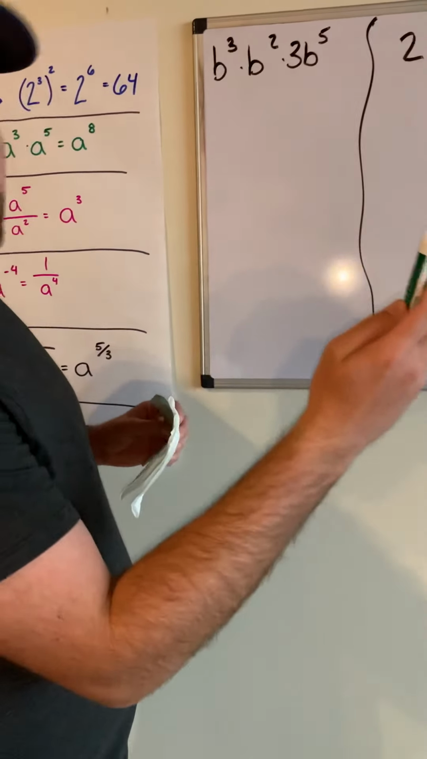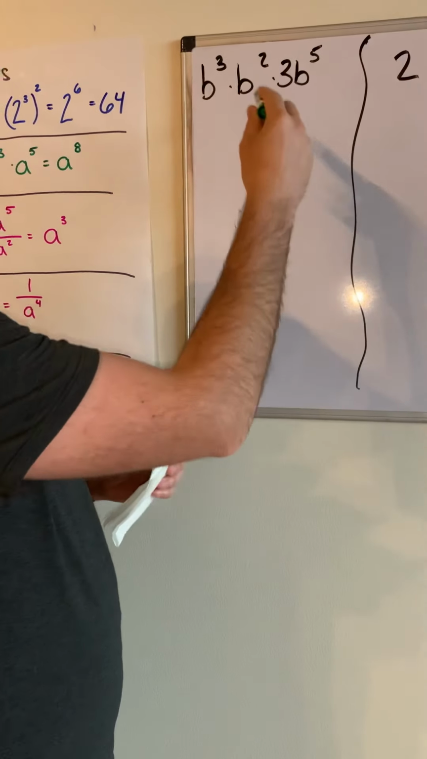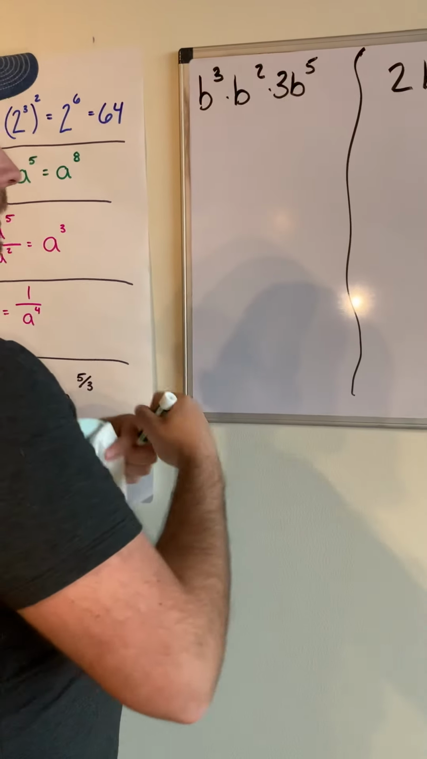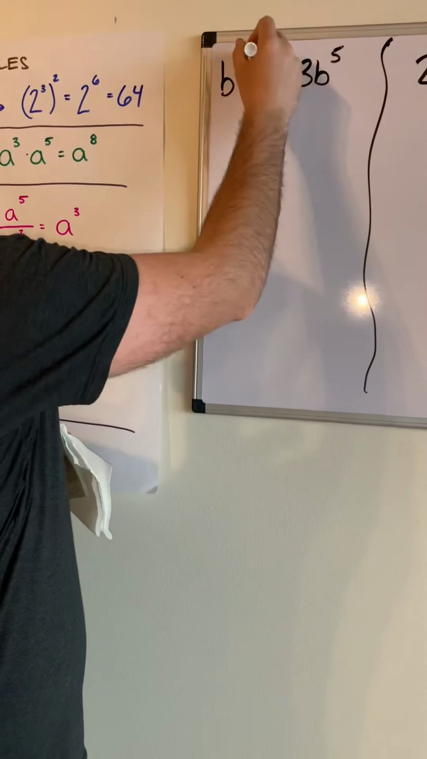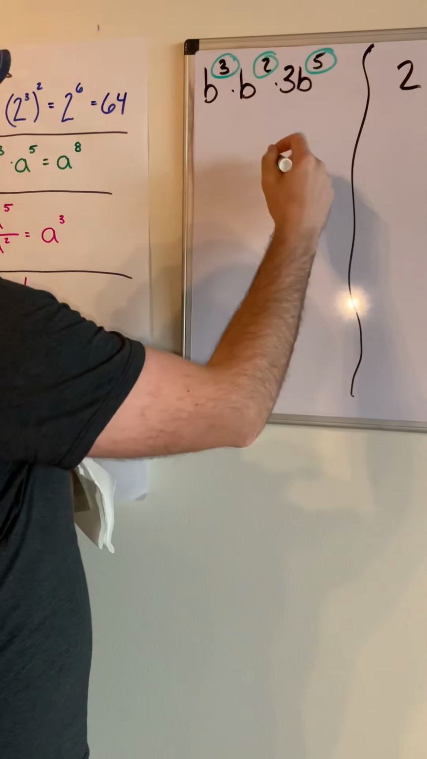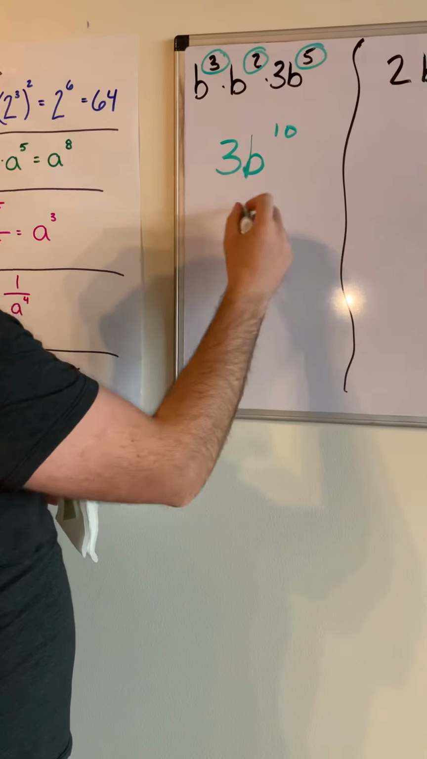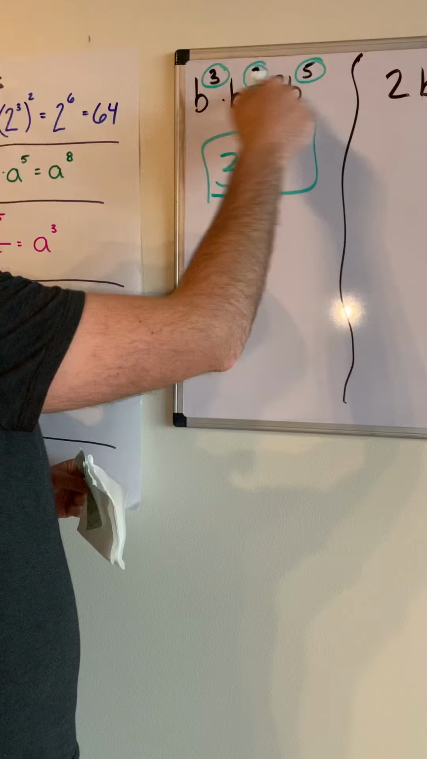The first one reads, b cubed times b squared times 3b to the 5th. And that is going to be, well, I'm multiplying here, so I've got to add these exponents. So that's going to be b to the 10, and I don't have anything to multiply the 3. 3b to the 10. Because we are multiplying, I add these.